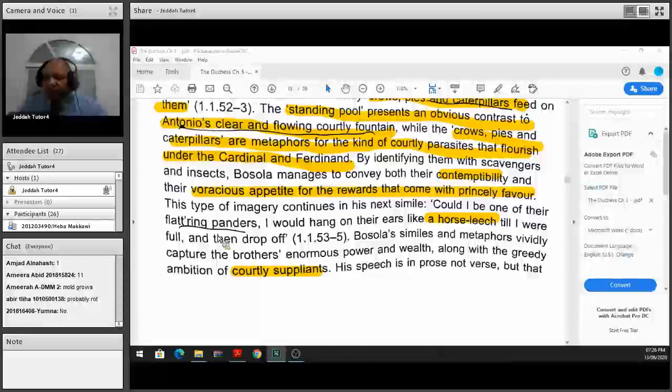"Could I be one of their flattering panders? I would hang on their ears like a horse leech." It's very strange. You are lashing out against them, and you wish that you could be one of those parasites that you're talking about. So what is it that you want? This is the contradiction that we have in the character of Bosola. He is preaching good behavior and good governance and lashing out at the corruption of the Malfi court. But at the same time, he is saying that if I am part of this network of parasites, I would suck the blood of Ferdinand and the Cardinal, like a horse leech. See how contradictory he is.